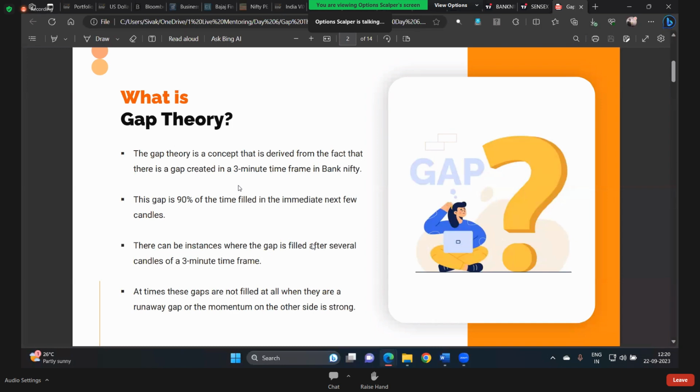Yes, you will have gaps in daily, you will have gaps in 1 minute, 5 minute, hourly as well. But what I have witnessed is that for an intraday trader, any gap which is getting created on the 3 minute time frame, 90% of the time those gaps get filled intraday or the following day. This is only for Nifty and Bank Nifty. That is where I've understood it is an opportunity for me, because this is the area where I've tracked it.